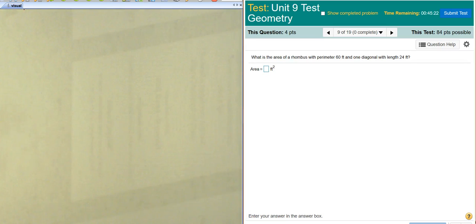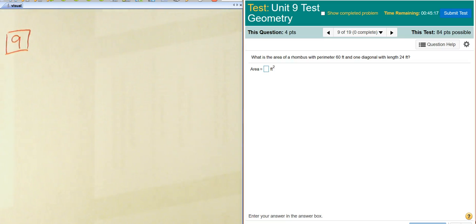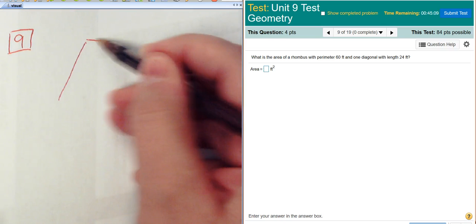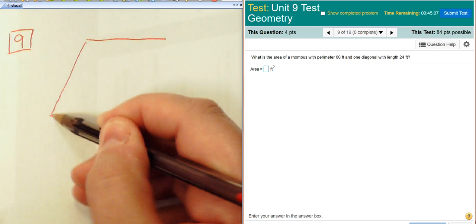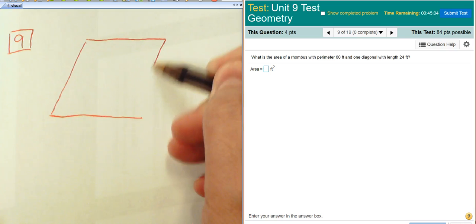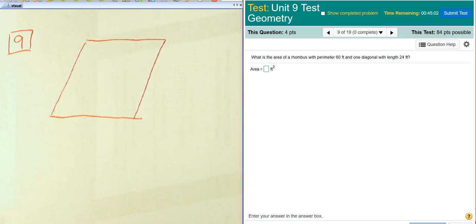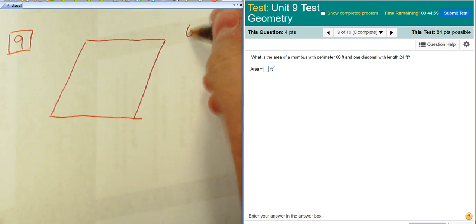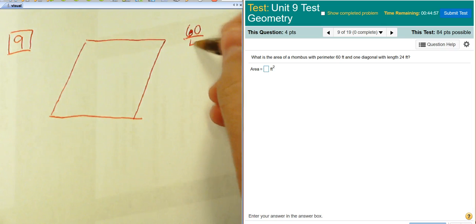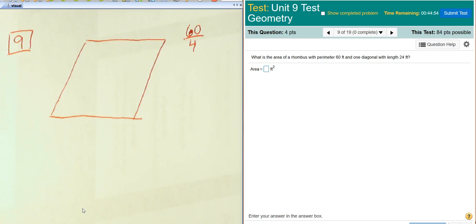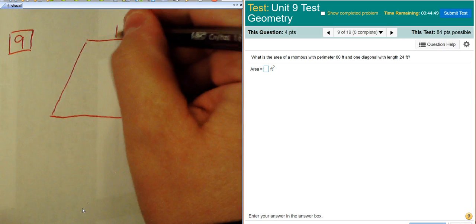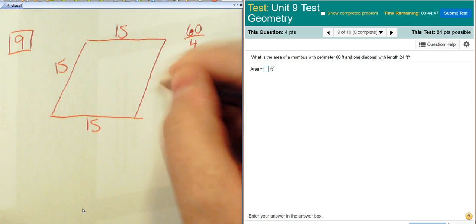Okay, so the next one I'm going to look at is number 9. It might be helpful if I'm on the screen. So it says, what's the area of a rhombus with a perimeter of 60 and one of the diagonals being 24? Okay, I'm going to do my best possible drawing of a rhombus. Pretend all the sides are the same. That looks terrible. Okay, if my perimeter is 60 and I know each of the sides is the same, I'm going to take 60 divided by 4 and I'm going to get 15. So each side is 15 in your rhombus.